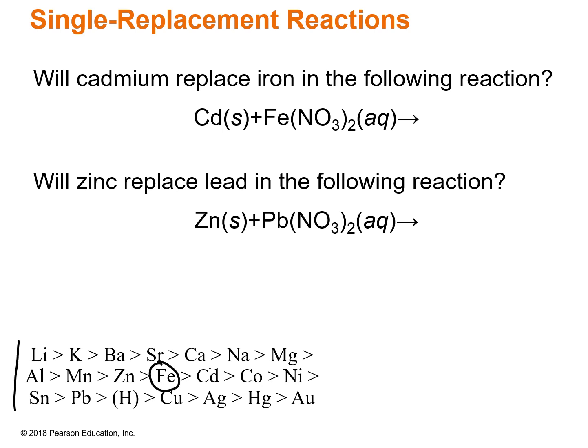When you look at the activity series, you're going to find iron comes before cadmium. So that means iron is more active. Since it's more active, the cadmium isn't going to do anything. It's just going to sit there. So for a question like that, it's no reaction. So that NR that I told you about several slides ago with the symbols for chemical equations, that's where NR comes into place.